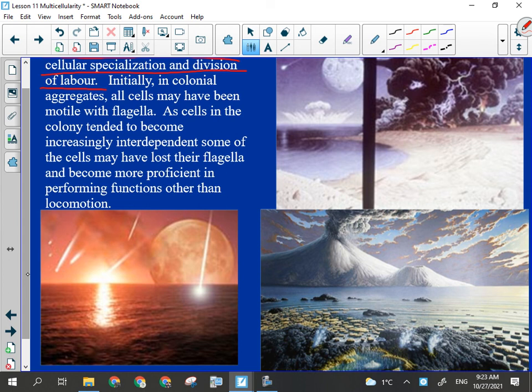All right, you'll also notice in these two pictures, look at the moon. What do you notice about the moon? It's really close. Yeah, it's huge, and it's huge because it is really close. Where'd the moon come from? Earth. Yeah. The moon was part of the Earth.